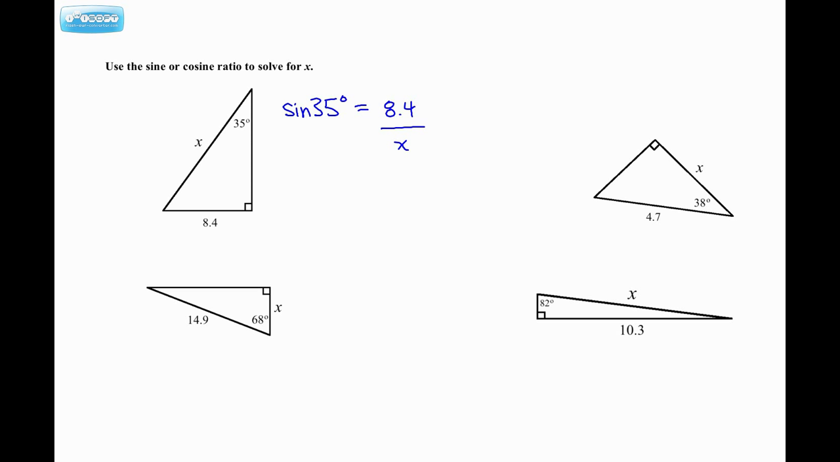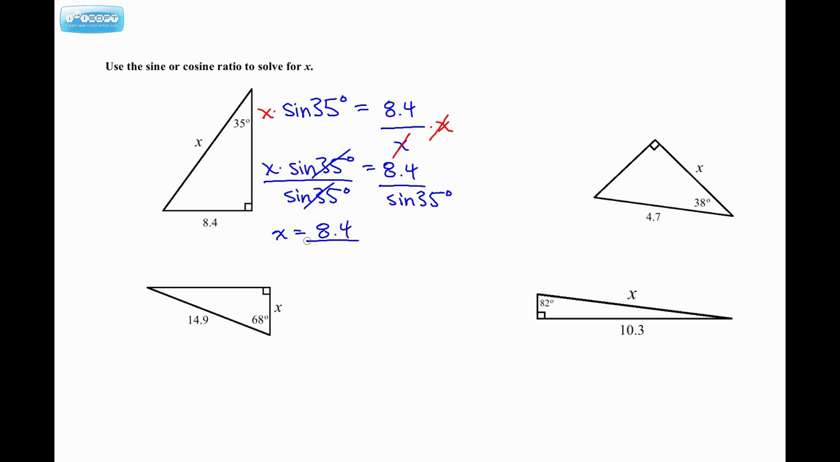There we go. So now the algebra to solve for x is just like it was before. So I'm going to multiply both sides by x. All right. So I get x times the sine of 35 equals 8.4. And then I divide both sides by sine 35. And your calculator knows what the sine of 35 is. So we'll use that in just a second. All right, so x. So now we take out our calculator, and this is what we work out.